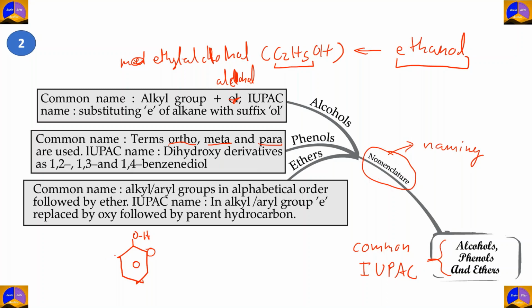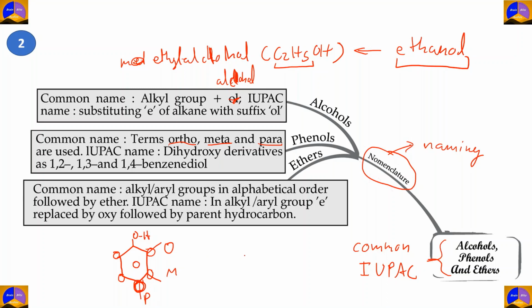So these positions are known as ortho. These positions are known as meta, and this position is known as para. So ortho, meta, para. When we are having common names, if the second substituent is present here, we use ortho and then put the substituent's name. If the substituent is here, we use meta and then the substituent's name. And if the substituent is here, we use para and then the substituent's name.